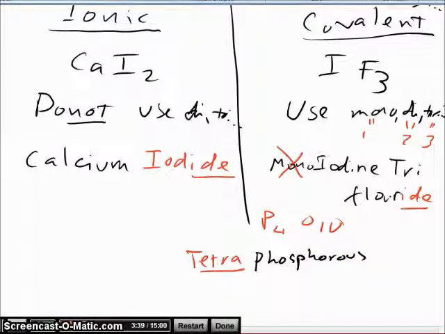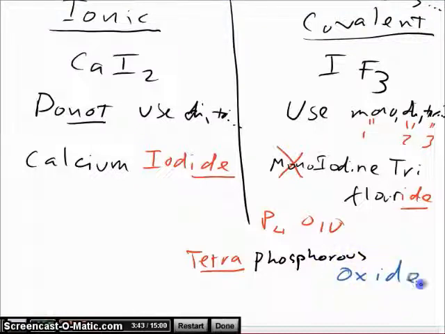Now remember, oxygen is going to become oxide to have "ide" at the end, and there's 10 of them, 10 oxygen, right? So then you just add the Greek or Latin, deca oxide. So this compound is tetraphosphorus decaoxide. That's it.